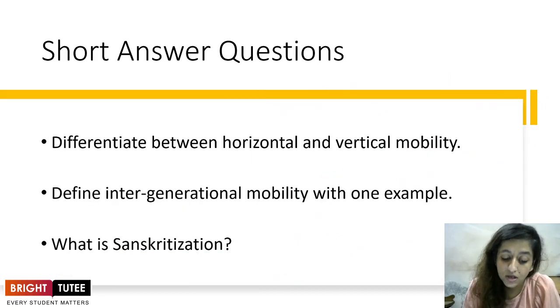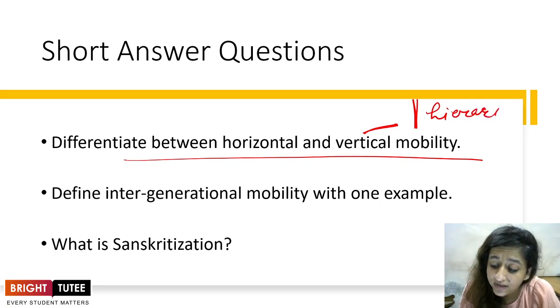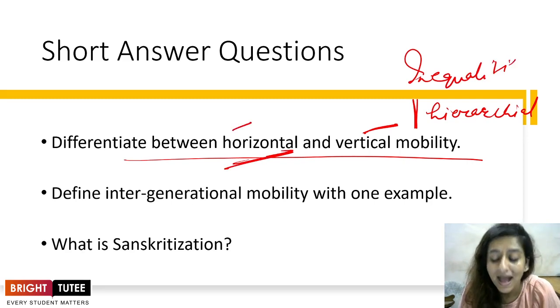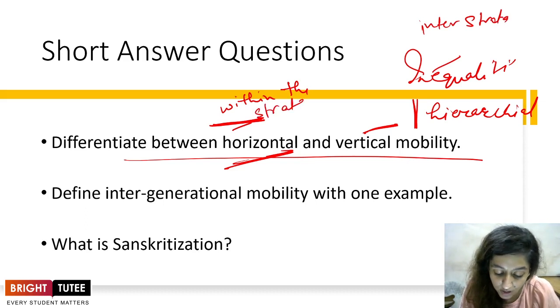Moving to the short answer questions, you have differentiate between the horizontal and the vertical mobility. We did talk about how the vertical mobility is something that is hierarchical, that is a result of inequalities present. However, the horizontal mobility is something as moving to the similar strata or moving within the strata only. The vertical is interstrata, while this mobility movement is within the strata only.